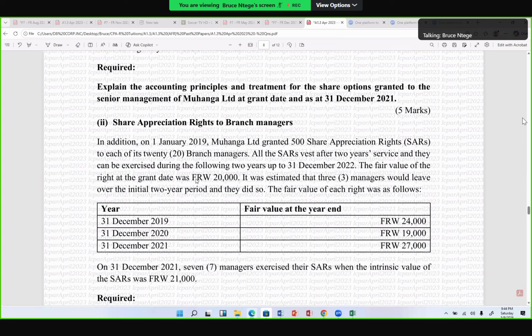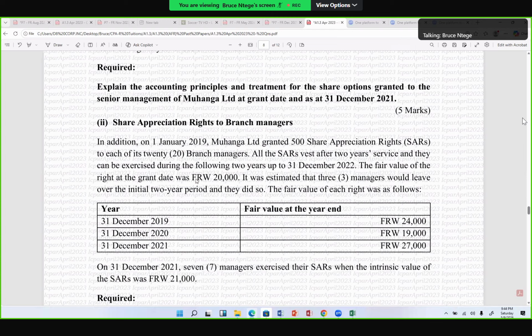So this 20,000 francs, the grant date fair value of a cash settled share appreciation right, we're not going to stick to it. We shall move away from it because every year we are going to measure that payable, that liability, to its new fair value. Now back to the scenario. It was estimated that 3 managers would leave over the initial 2-year period and not complete the vesting period. And indeed, they did not complete the 2 years. So out of the 20 managers, only 17 will complete because 3 will not finish. So I'll assess the likely number, which is 17.